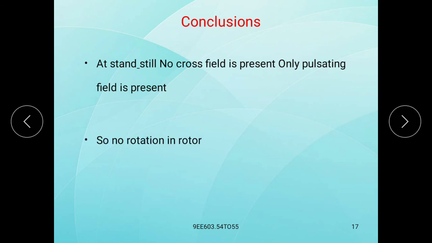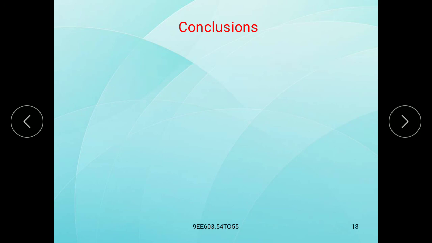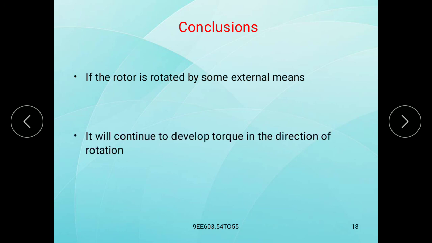At standstill, no cross field is present, only a pulsating field is present. So no rotation in the rotor. Now the next conclusion: if the rotor is rotated by some external means, it will continue to develop torque in the direction of rotation. The torque is pulsating.